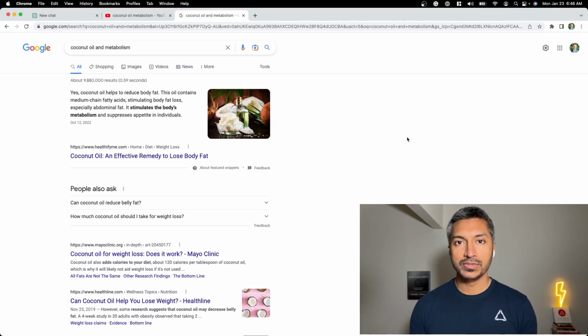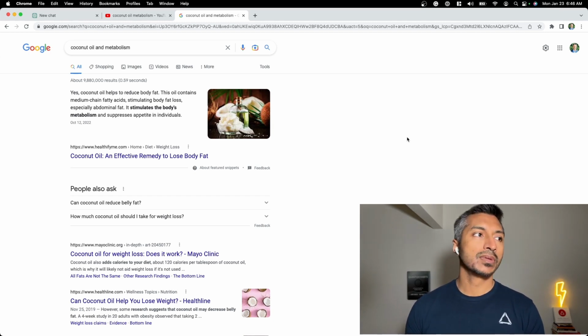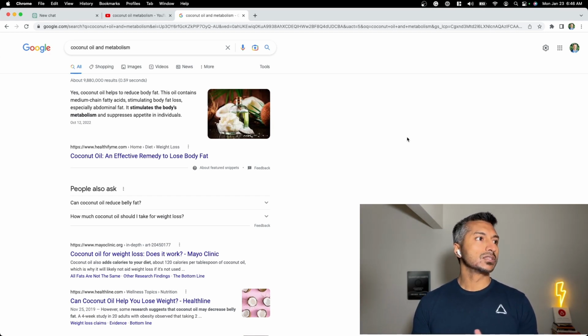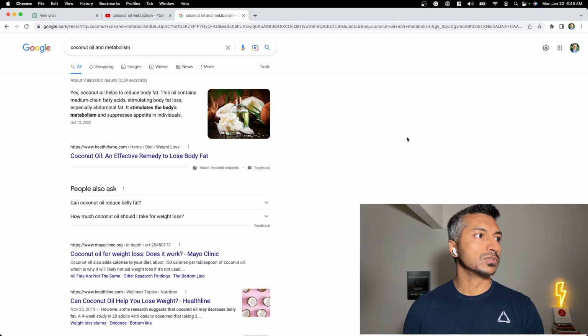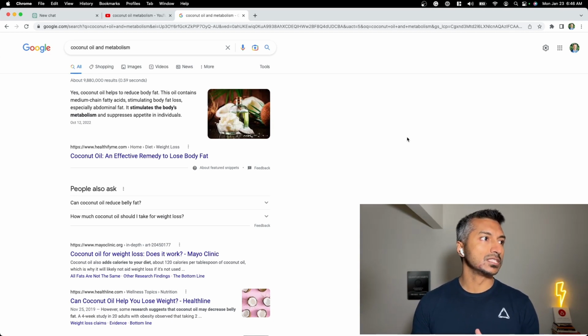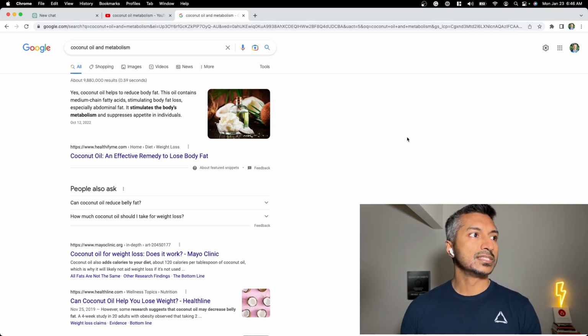So whenever I get something new, I want to take a look at what it is, so I quickly Google it. And if I'm being told something with coconut oil and metabolism, then I want to go ahead and search for it. And what I'm seeing right now is, okay, so yes, coconut oil helps to reduce body fat. This oil contains medium chain fatty acids, stimulating body fat loss, especially abdominal fat. It stimulates the body's metabolism and suppresses appetite in individuals.